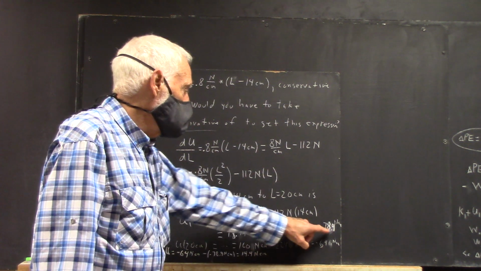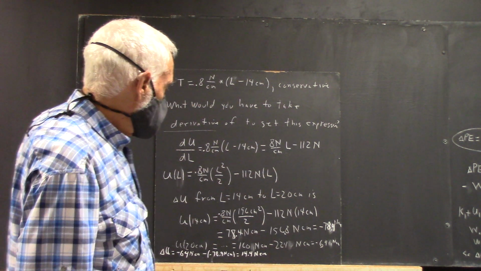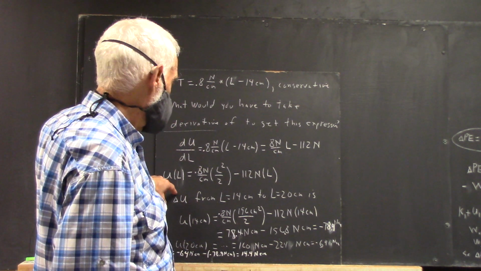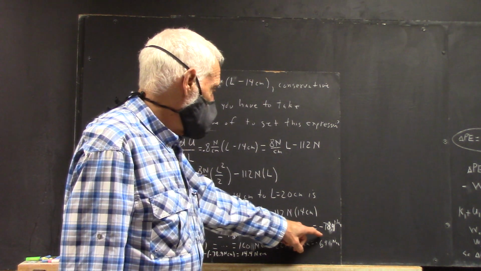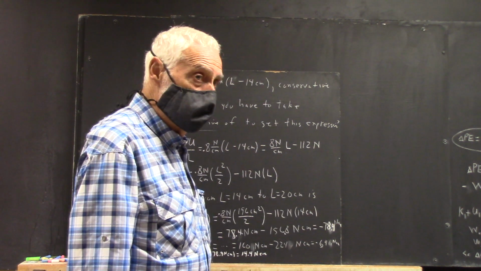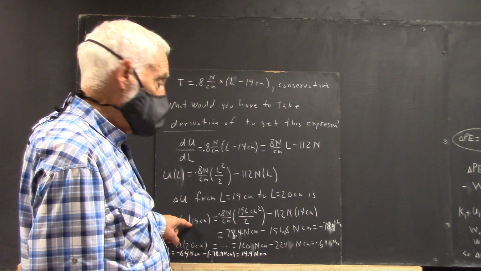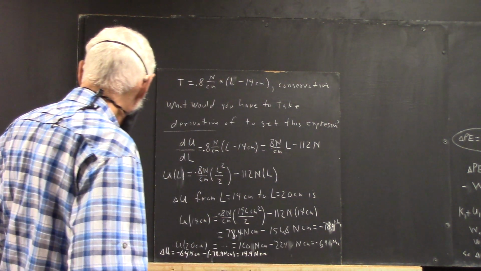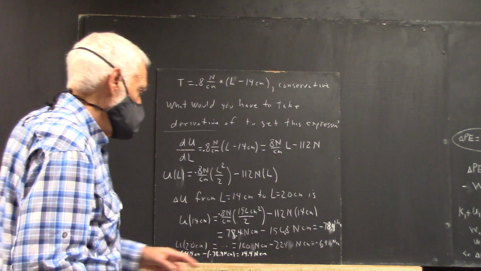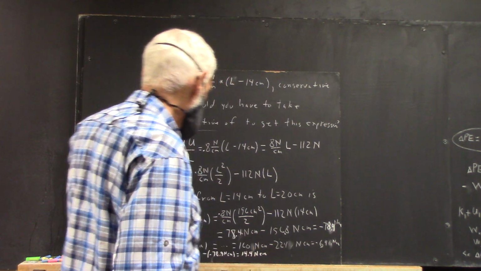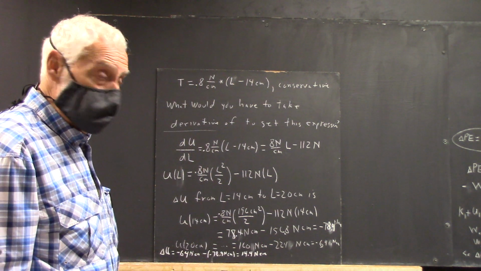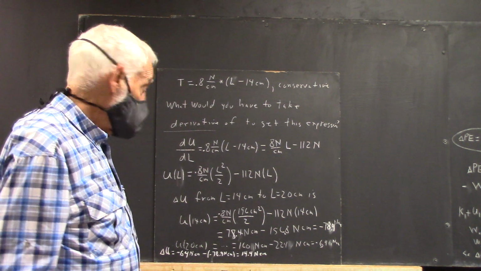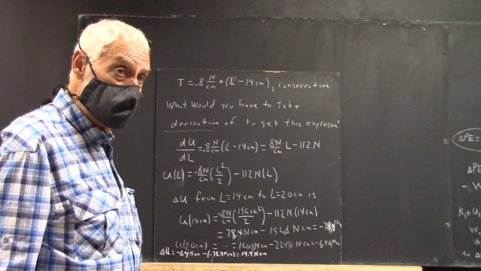So correcting all these numbers, which are very straightforward, we find that the potential energy, according to this integral, is negative 78.4 Newton centimeters at the 14 centimeter position, and negative 64 Newton centimeters at the 20 centimeter position. Okay? So what's the change in potential energy from the 14 centimeter to the 20 centimeter position?